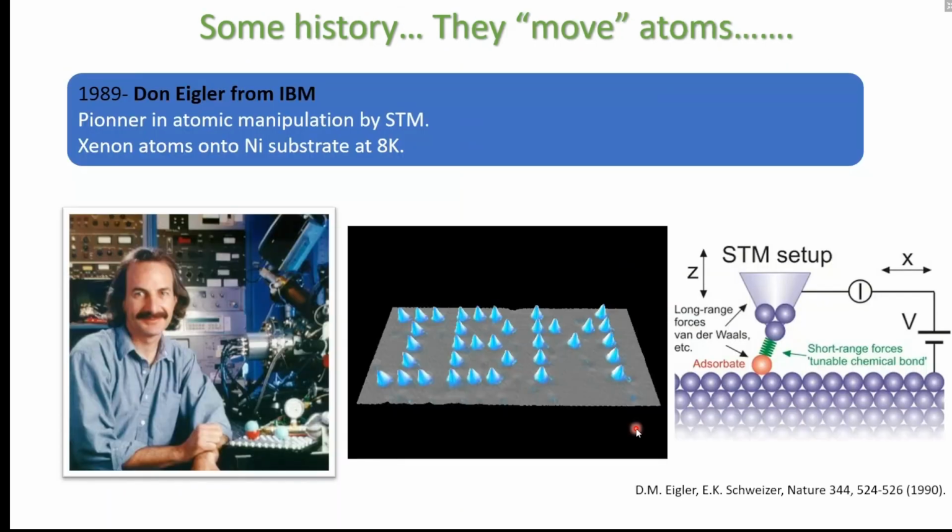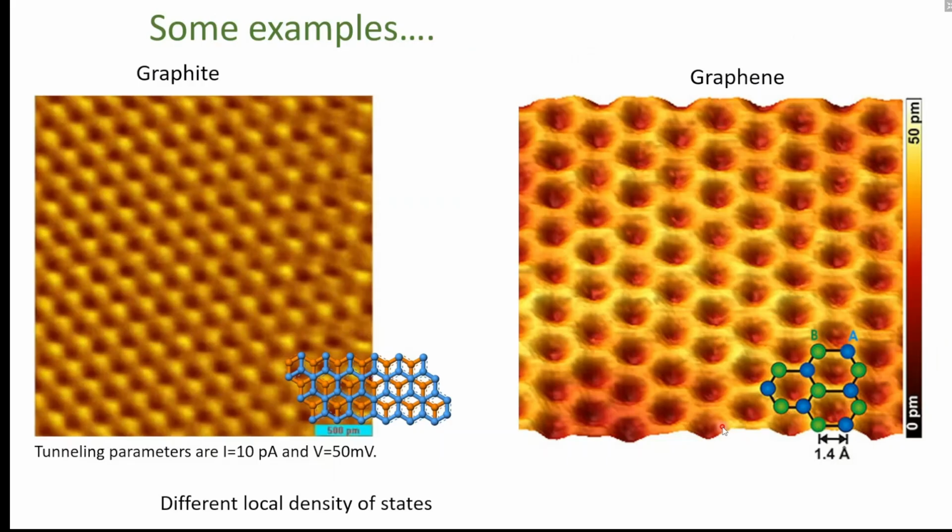Well, 3 years later, Eigler finally managed to make real the dream of Feynman of moving atoms one by one. In his case, he used xenon atoms, moving them on top of a surface at very low temperature, and for that he used the interaction between the tip of the STM and the adsorbed atoms.